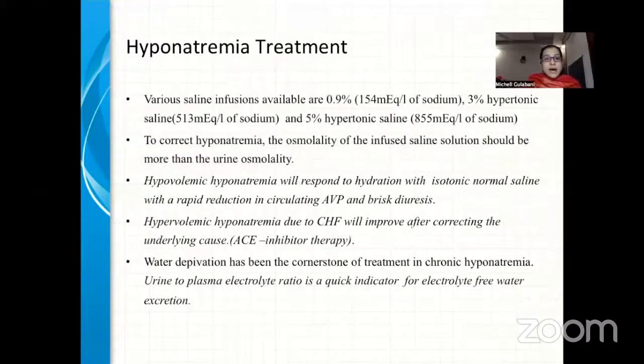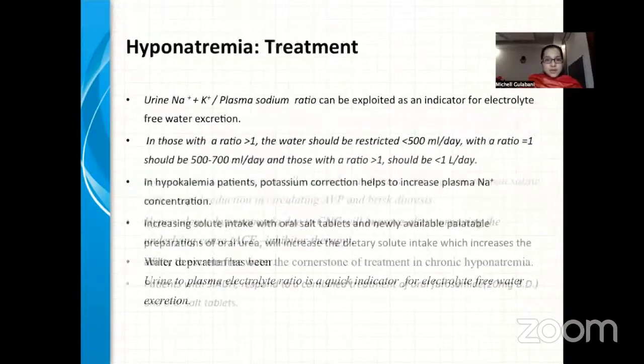So let's talk about hypervolemic hyponatremia, which is primarily due to CHF, and it will improve after correcting the underlying cause. So ACE inhibitor therapy has a role in that. Another measure which will help in the diagnosis and the treatment would be a urine to plasma electrolyte ratio, which gives a quick indicator for electrolyte-free water excretion.